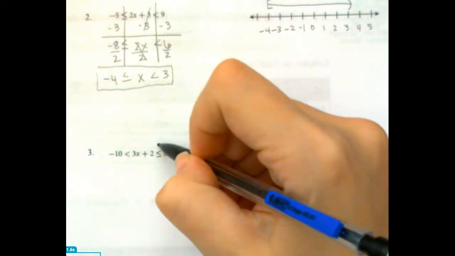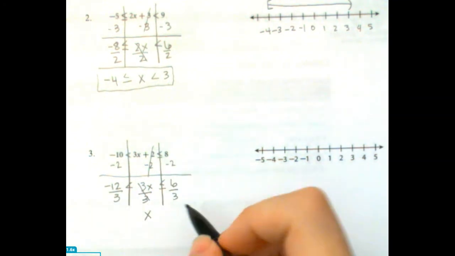Number 3 is very similar. Number 3, I'm going to start by subtracting the 2 on all 3 sides. I'm going to bring down my 3x, bring down my inequality symbols. 8 minus 2 is 6. Negative 10 minus 2 is negative 12. Then divide everything by 3. I get x is less than or equal to 2 and greater than or equal to negative 4.